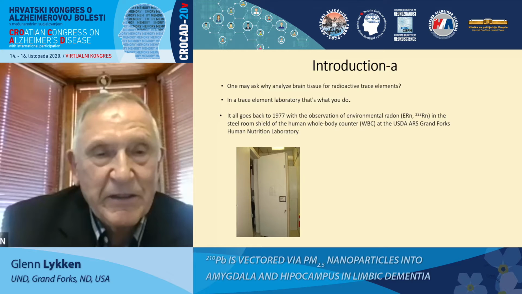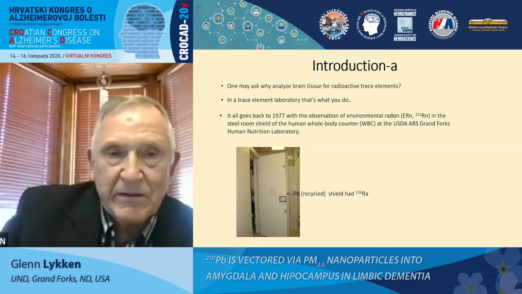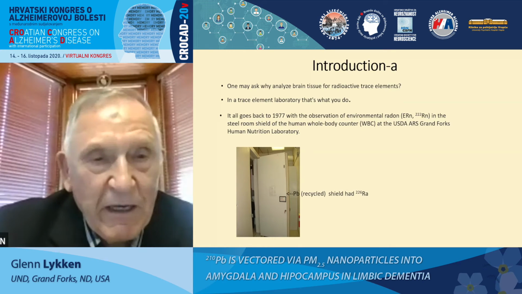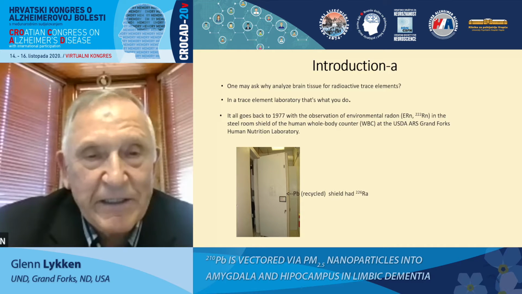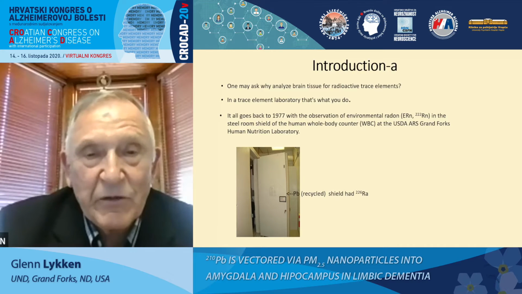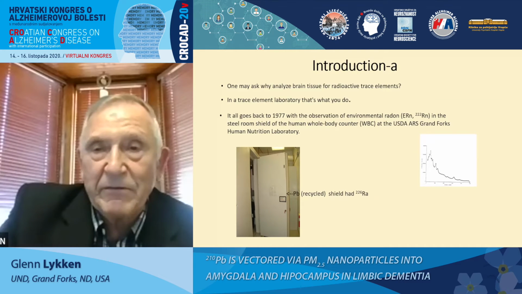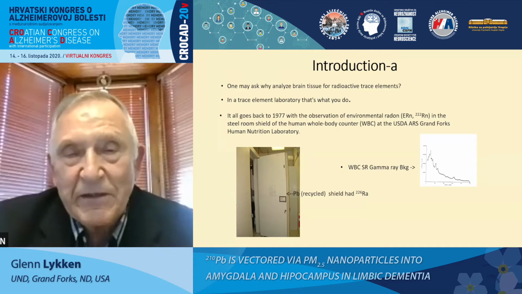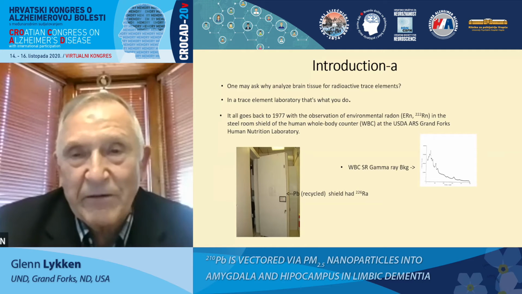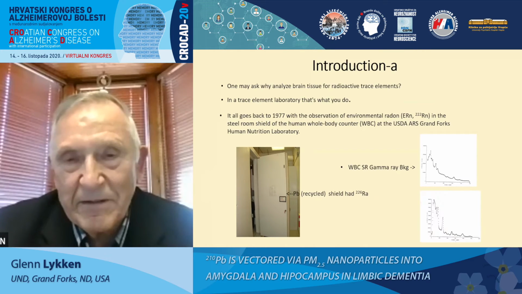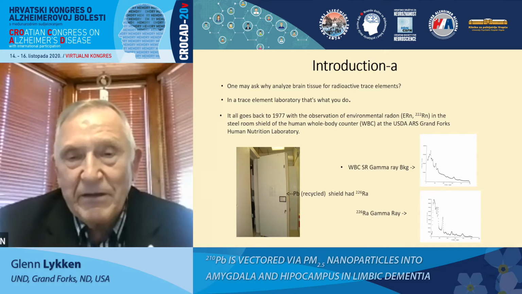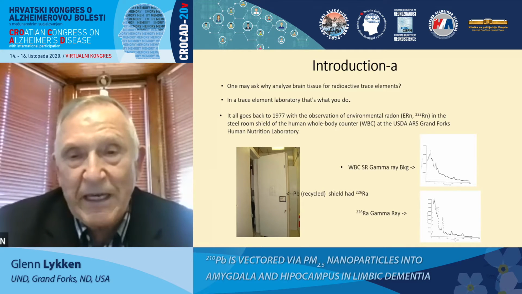If you look at this, the shielding had some recycled lead inside, and this recycled lead had radium-226 in it. If we can go to the next one, there was a background. What happened is the background would be high in the morning and low in the afternoon because we'd be going in and out. There wasn't any ventilation in the steel room, so we put that in. Next one, please. There's a radium-226 gamma ray spectrum.